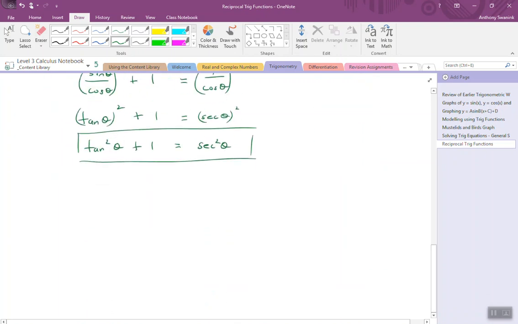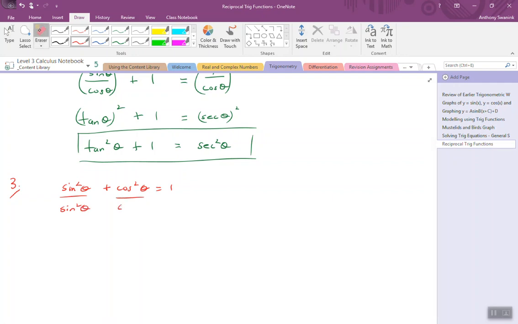One more to go. Let's swap to a different color again. All right, so number 3. Okay, back again, guys. So if we take our first identity, and this time divide through by sine squared theta instead of cos squared, all right, let's do the same thing as we did above, but with this dividing through by sine squared instead.